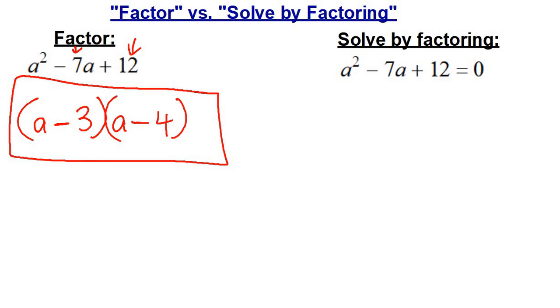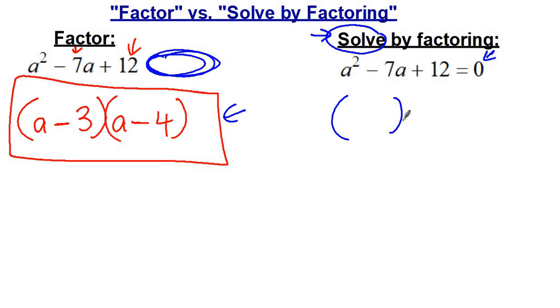The problem on the right side is a slight difference, and that's this word right here. The word says solve. The other difference is that this equals 0. Over here you can see there's nothing, it's just blank. So factor means just break it down like we did and you're done. Here the first step is the exact same. We factor this the same way: (a - 3)(a - 4) = 0.